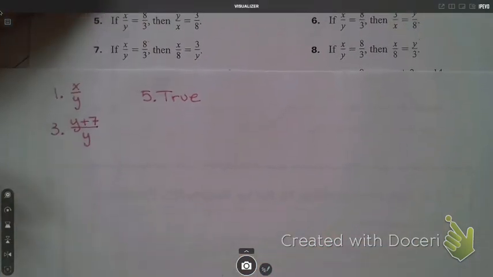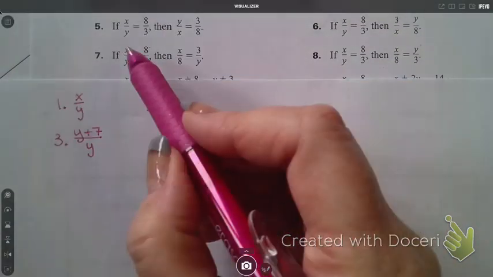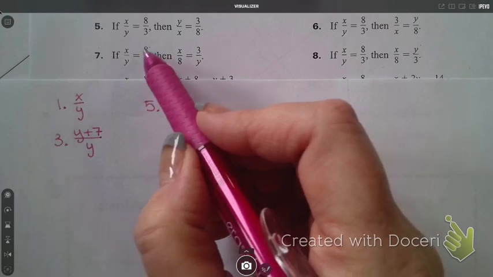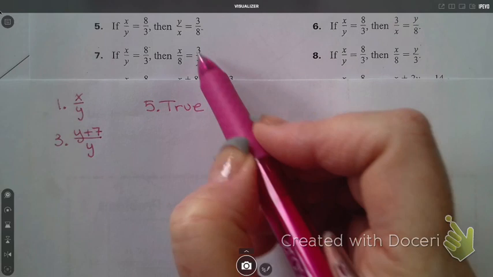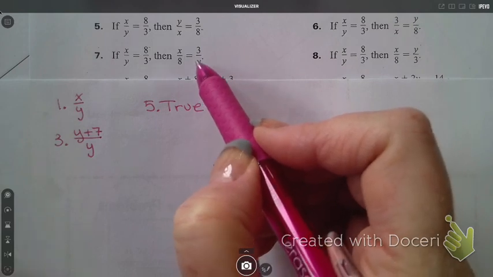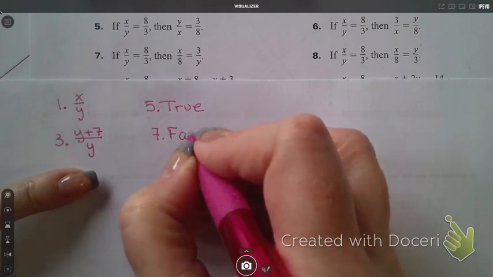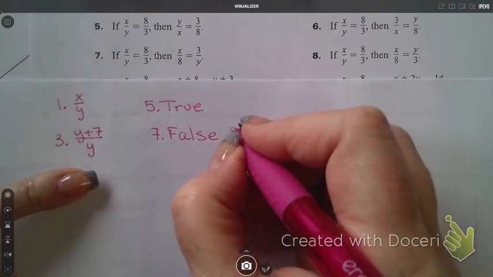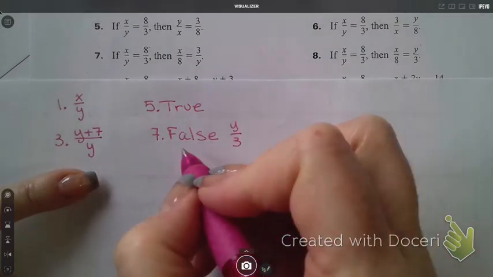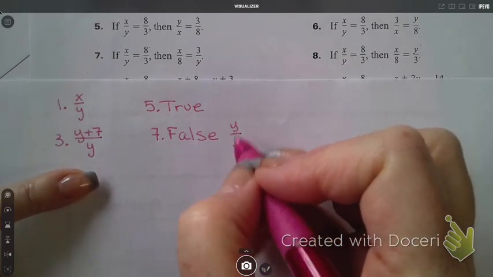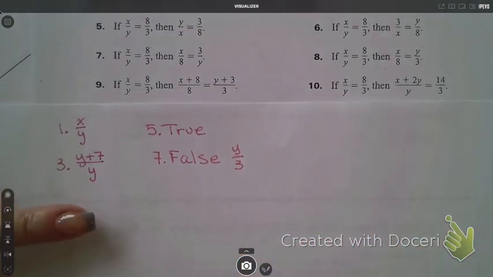Okay, 6, sorry. So I have x over y equals 8 over 3. Then x over 8 equals 3 over y. No, it's false because y would have to be over 3. It has to be corresponding. So it needs to be y over 3. False, and what it needs to be is that. Make sense what I'm looking for?